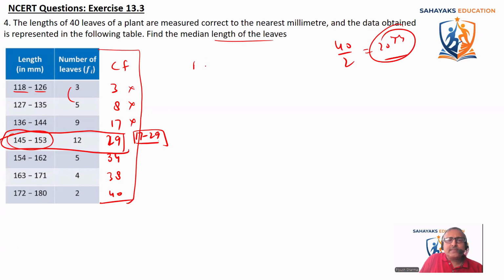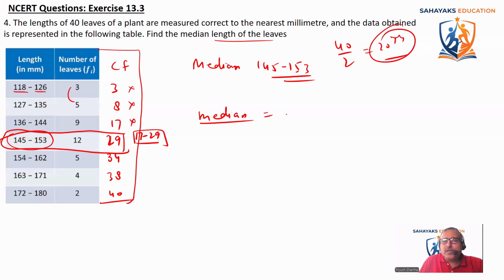In your exam, you might have to identify which is the median class. So the median class is 145 to 153. This is the median class. Right? Now put in the formula. Because if we know the median class, we can just directly put in the formula. It's L plus N by 2 minus CF divided by F multiplied by H.